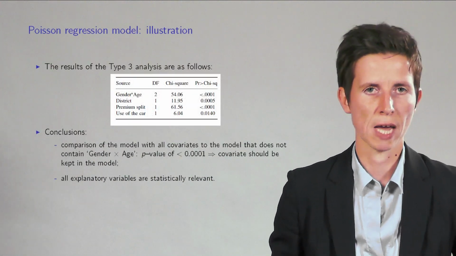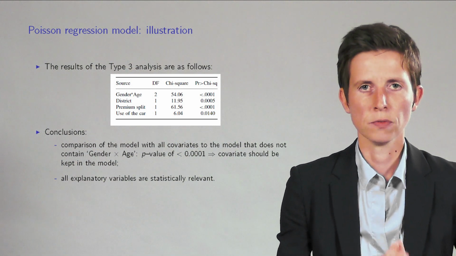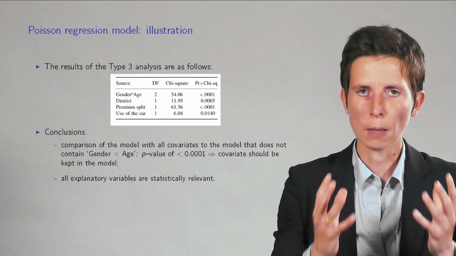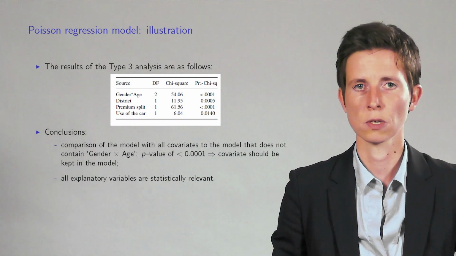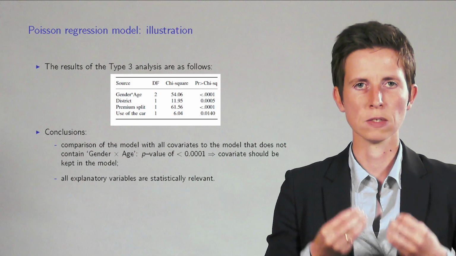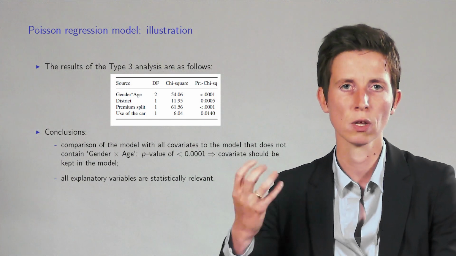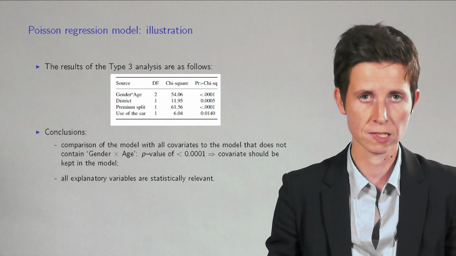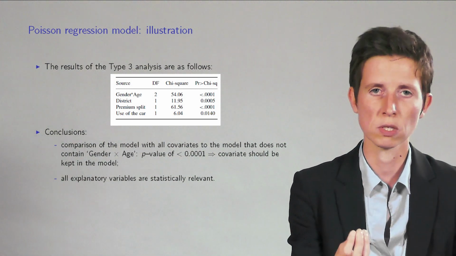Now, continuing our example, we obtain the following output for the type 3 analysis. The interaction between gender and age in the table refers to the hypothesis test, which compares the full model using the 4 listed covariates to a model without the interaction effect. The degrees of freedom used in this test is 7, because the coding of our interaction requires 7 dummy variables and thus 7 parameters. The observed test statistic takes the value of 75, and the corresponding p-value is very small.